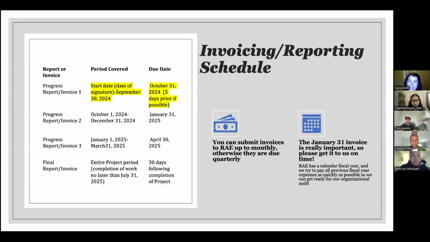So this is the invoicing reporting schedule. Your first report is not due until October 31st. We are going to send you a reminder 30 days before it's due, so early September, which is coming right up. We'll send you instructions, we'll send you a reminder. We are asking if folks can get it to us 5 days prior to October 31st, if possible, just so we can take a quick look at it, see if it needs to have any edits or anything.